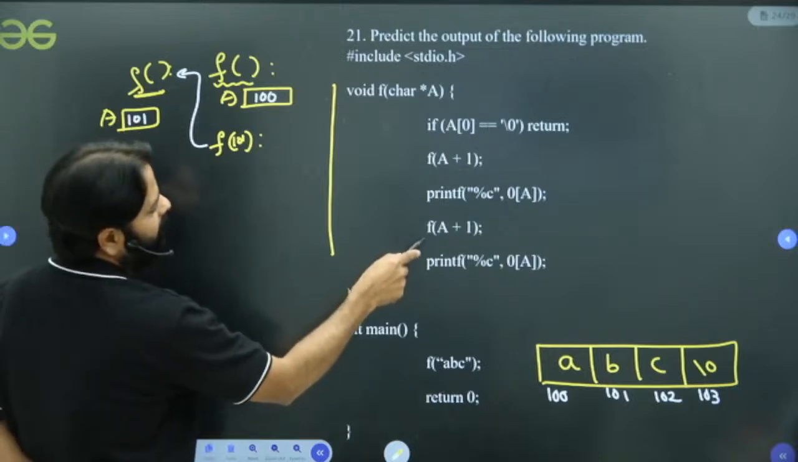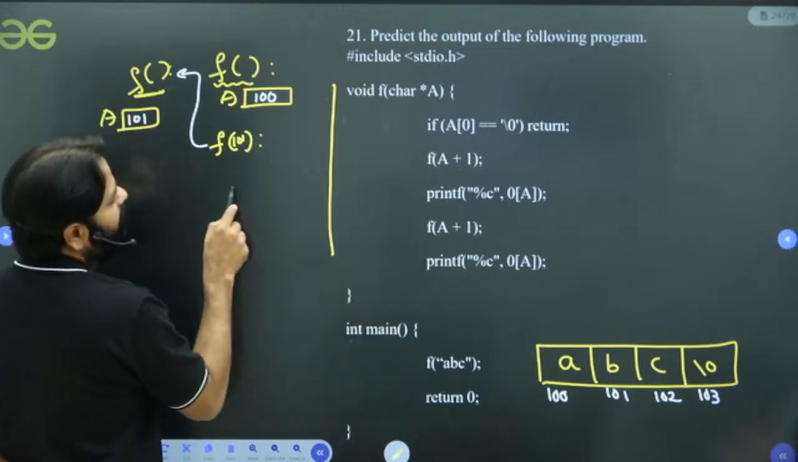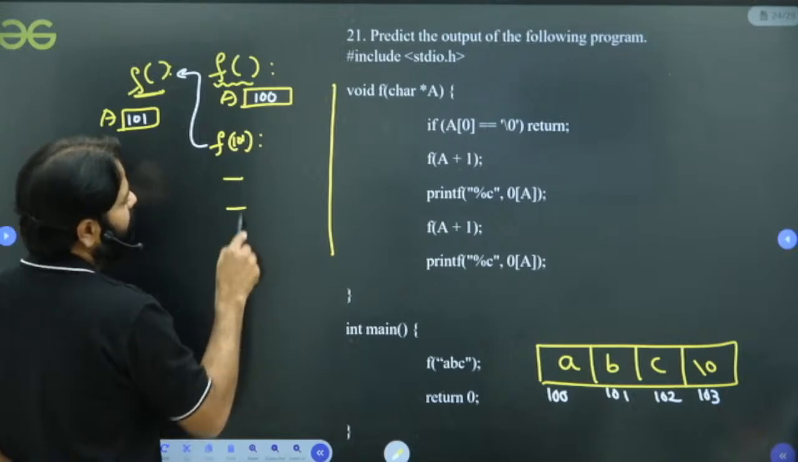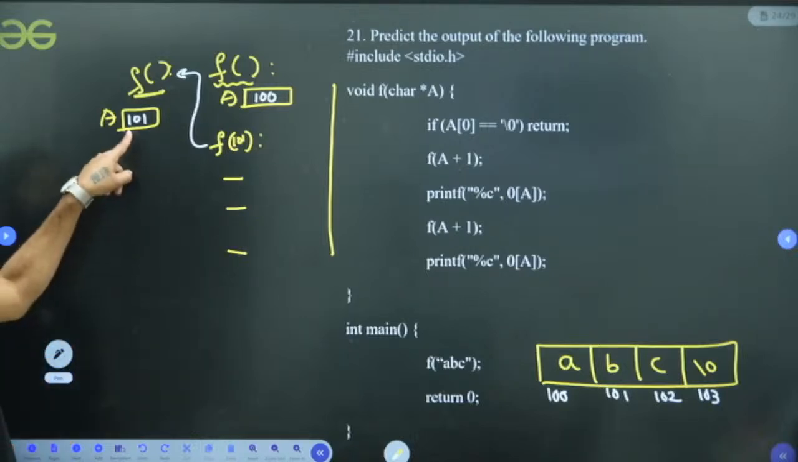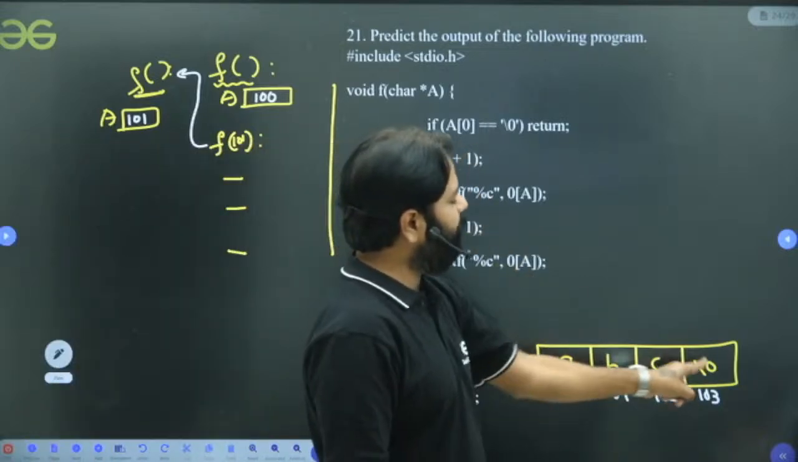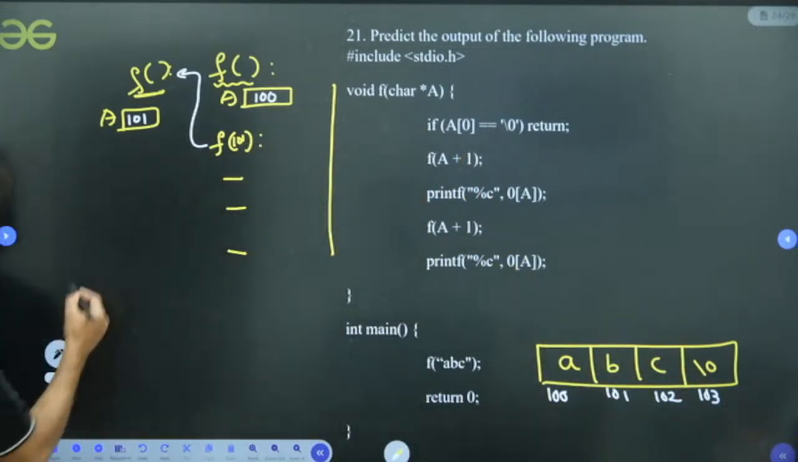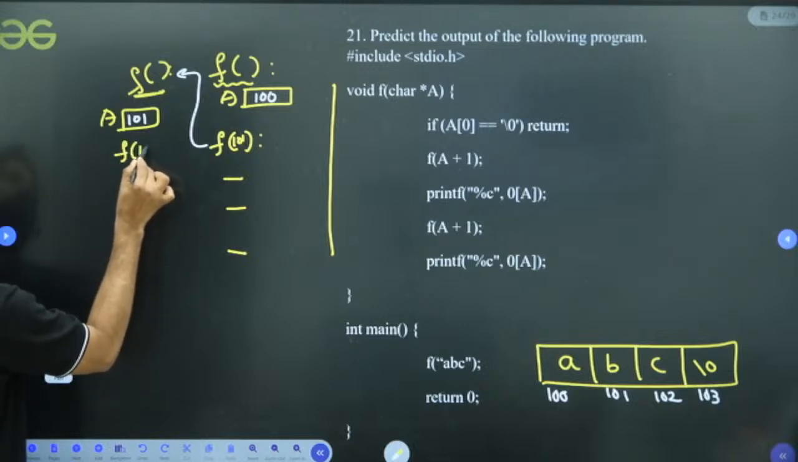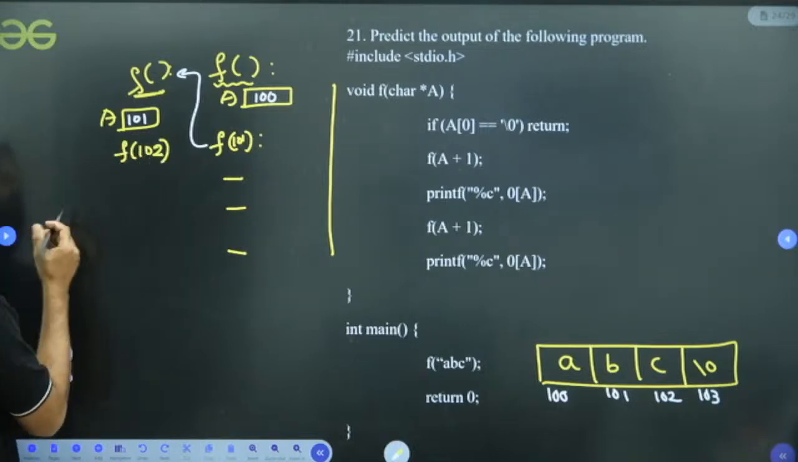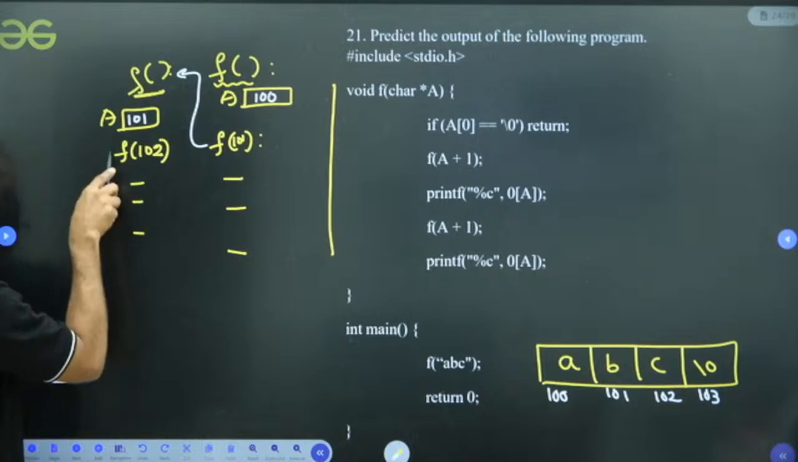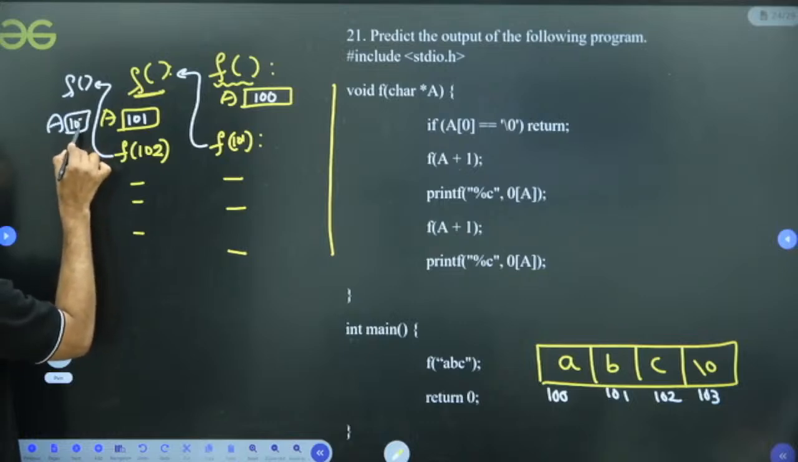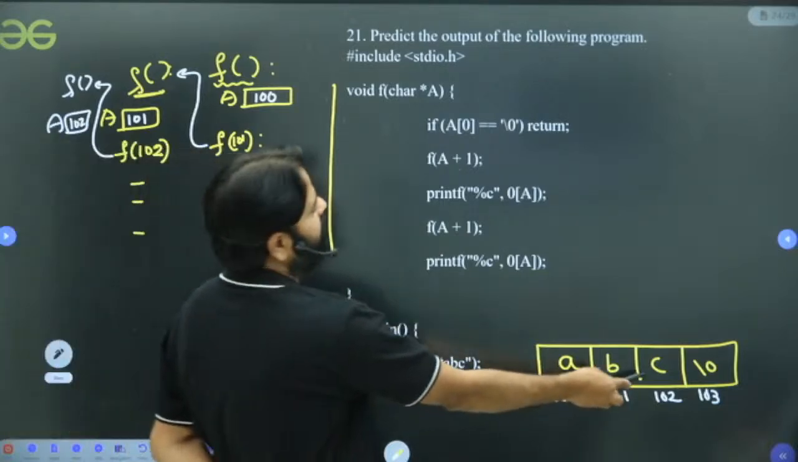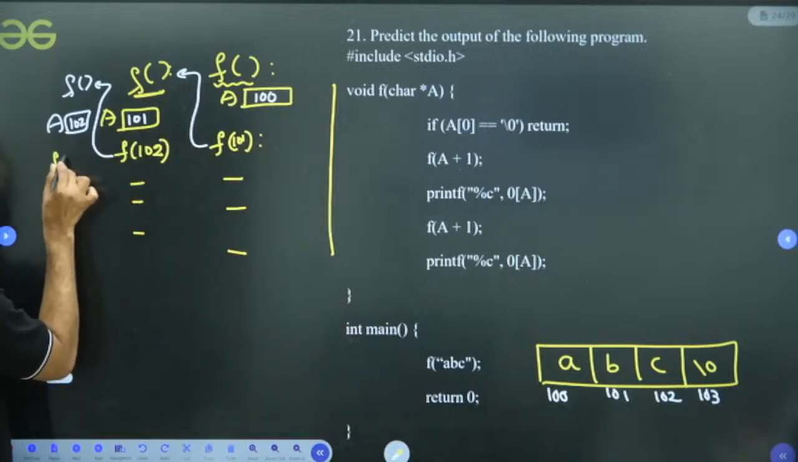Remember, when you come back, there is another function call, another printf, there are many things. The printf and the other 2 statements are not yet executed, correct or not? You can also go with the tree approach, but remember all the statements. Now again, A of 0 is not equal to null, so it keeps moving further, correct? Again it will take 101 plus 1, 102, and there are statements which need to be executed. We'll call another f, and this time the value is 102, and at 102 the null character is still not there, so f of 103 will happen.